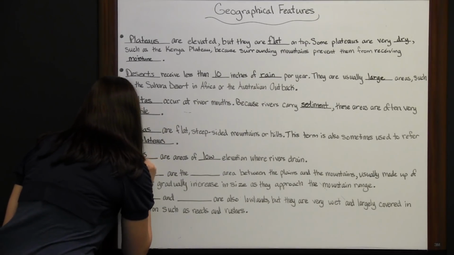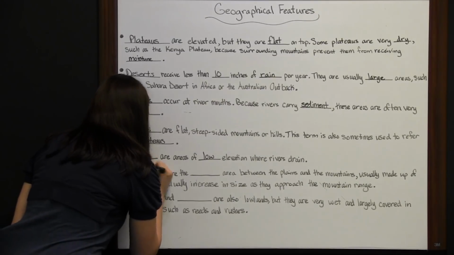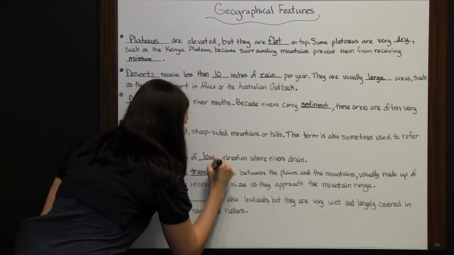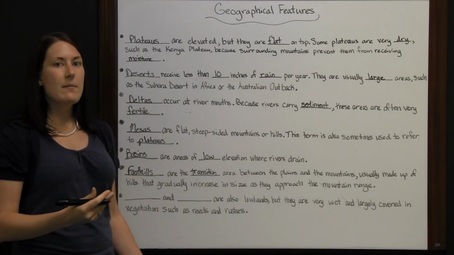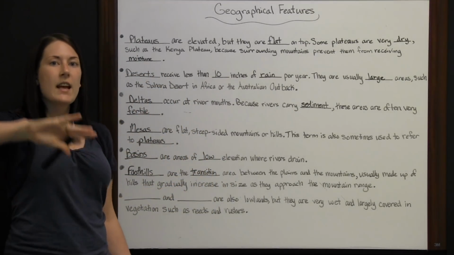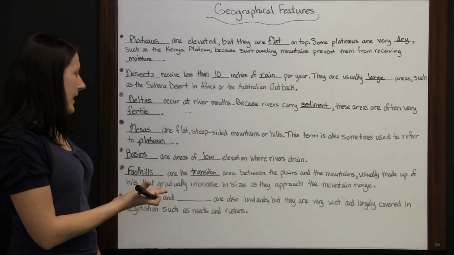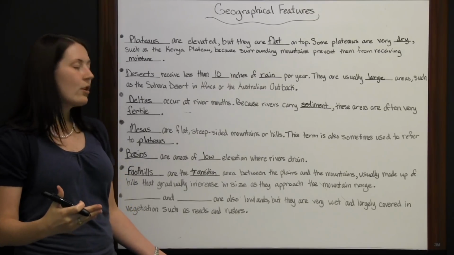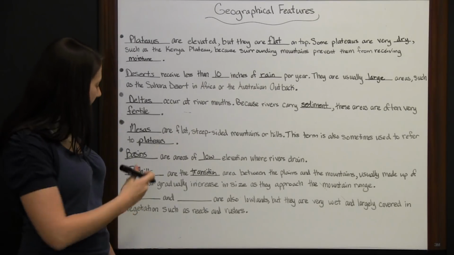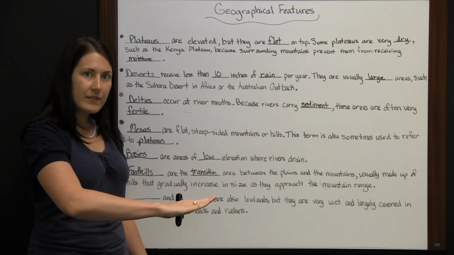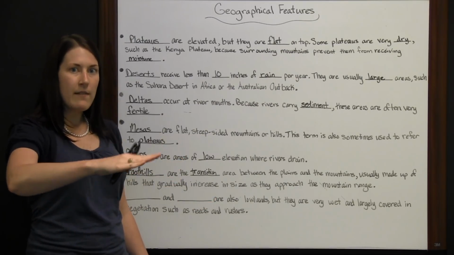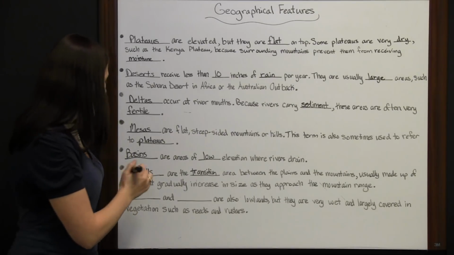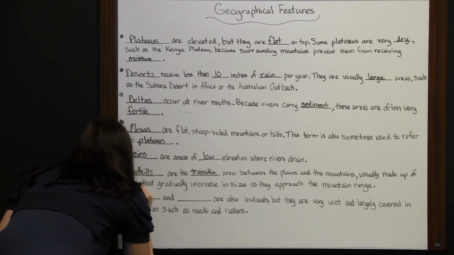Foothills are the transition area between the plains and the mountains, so flat lower lands and high mountains. And they are usually made up of hills that gradually increase in size as they get closer to the mountain range. So foothills, you have a flat plain, and then slowly you have higher and higher hills until you get to the mountain peaks.